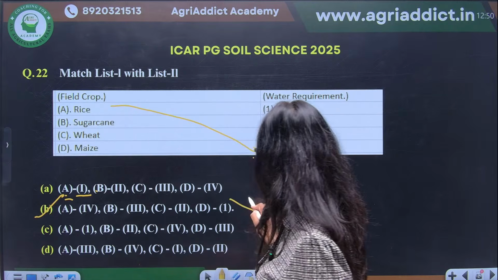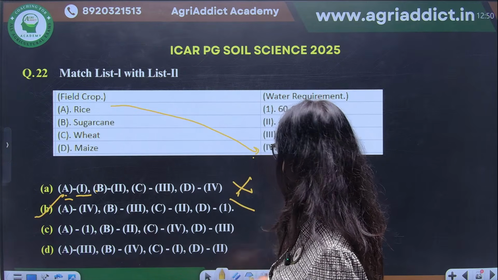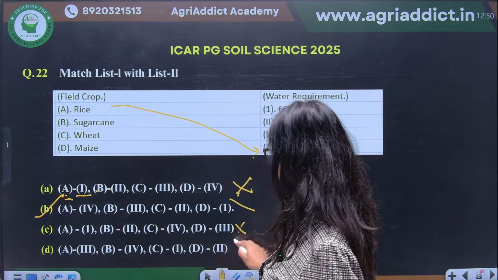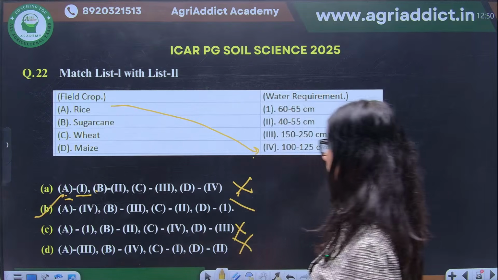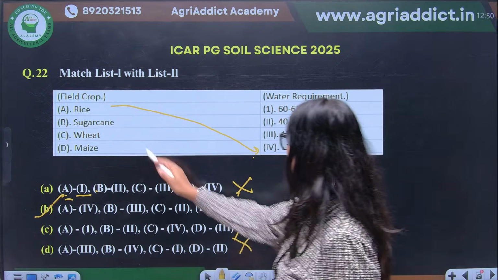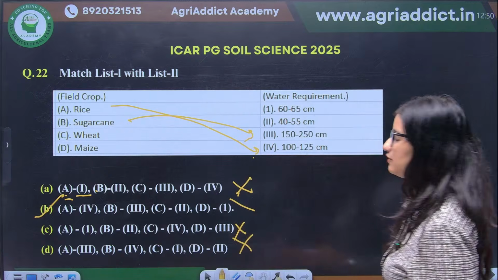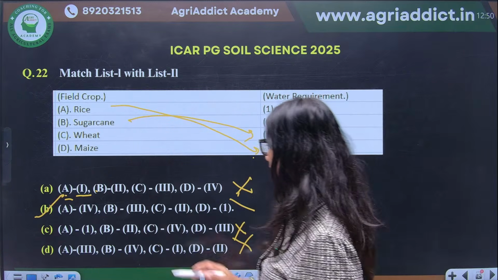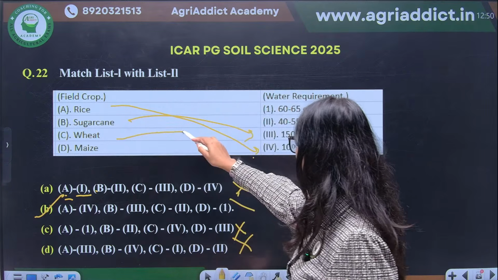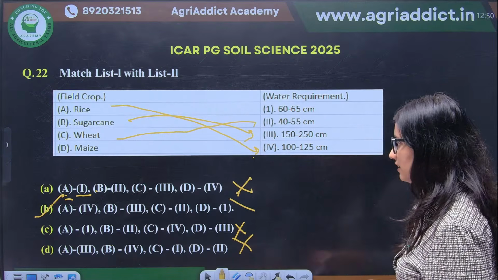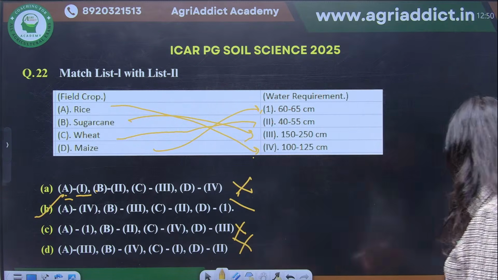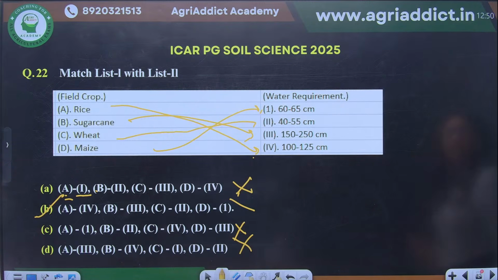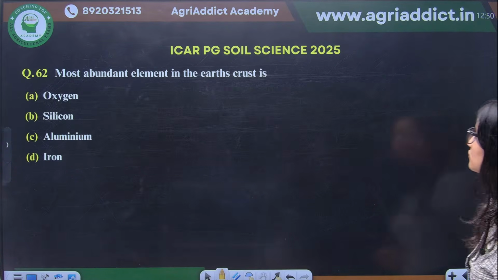तो ये नेग्लेक्ट हो जा रहा है. ये भी नहीं, ये भी नहीं. सीधा A का फोर्थ है, तो B will be the correct answer. What about sugar cane? Sugar cane का है हमारा 150 से 250. What about wheat? Wheat है हमारी 40 to 55 and maize है हमारा 60 to 65 centimeters. Clear? Okay. So let's move to the next one.